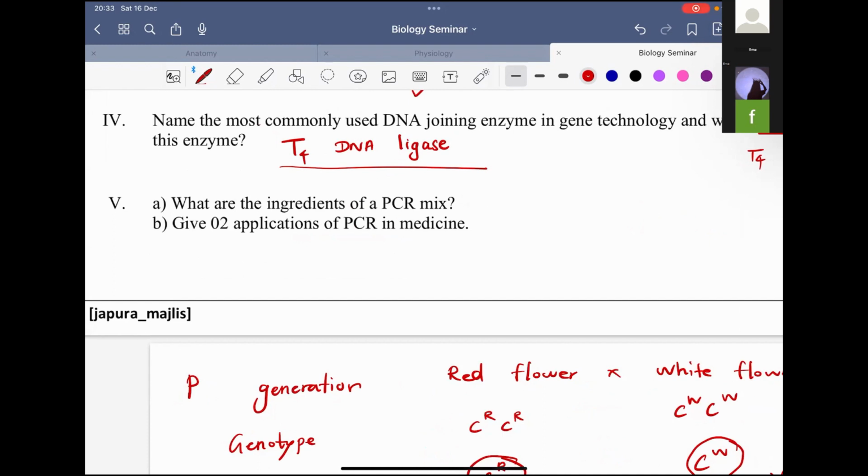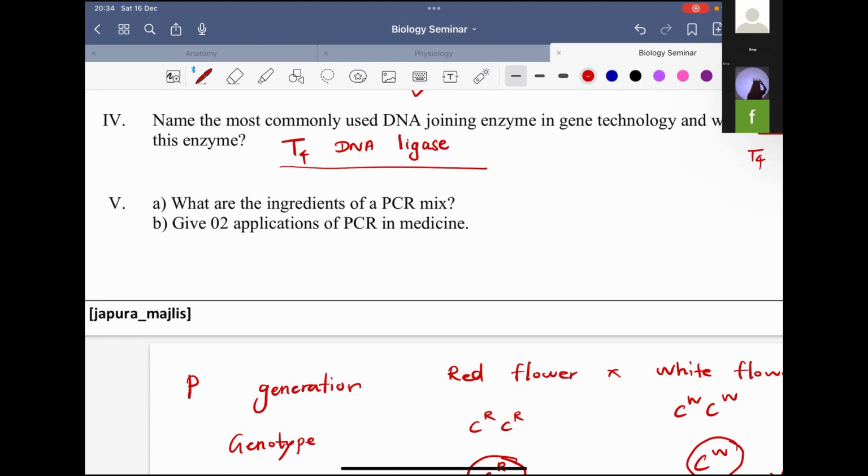First, what is PCR? PCR is like copying a sequence of DNA in vitro, like DNA replication. You do the DNA replication outside your body, not inside the body. You are doing it in vitro, where you copy a particular DNA sequence. That is PCR, polymerase chain reaction.